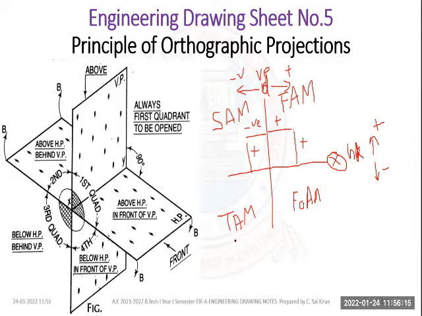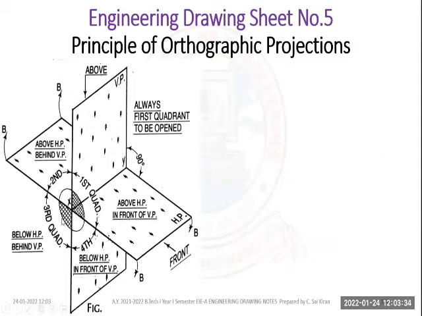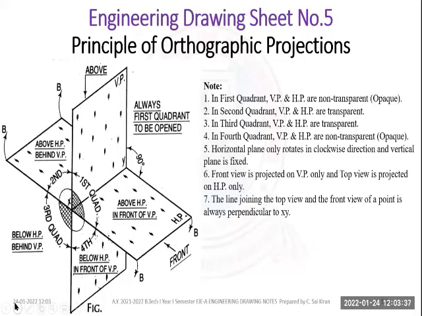Similarly, if this is a horizontal plane, anything above the horizontal plane is positive. Anything below the horizontal plane is negative. Similarly, if I consider this as my vertical plane, or D, anything in front of the vertical plane is positive, and anything behind the vertical plane is negative. I have explained that in this note.